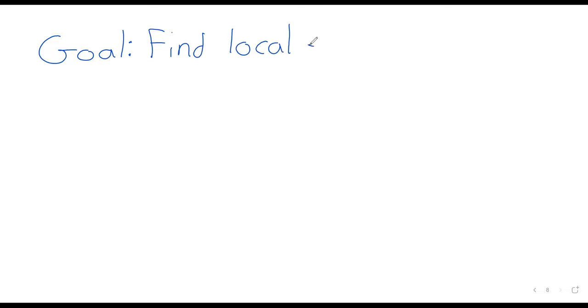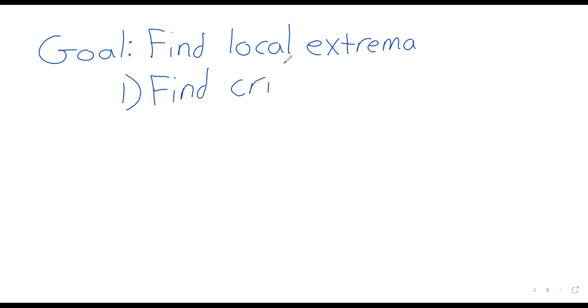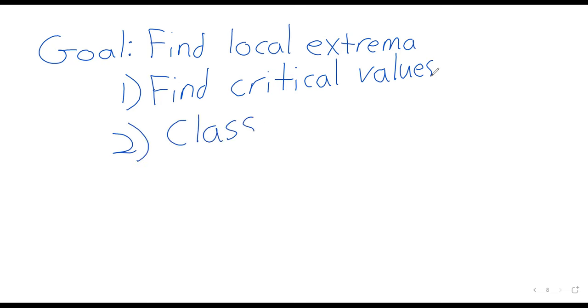So let me summarize what's come already. Our goal is to find local extrema. Step one is to find critical values. Step two is to classify.